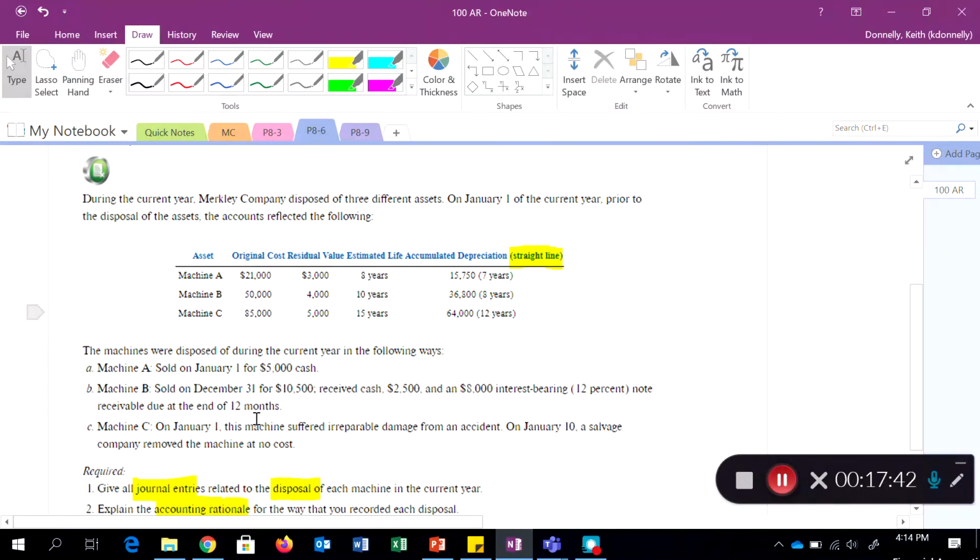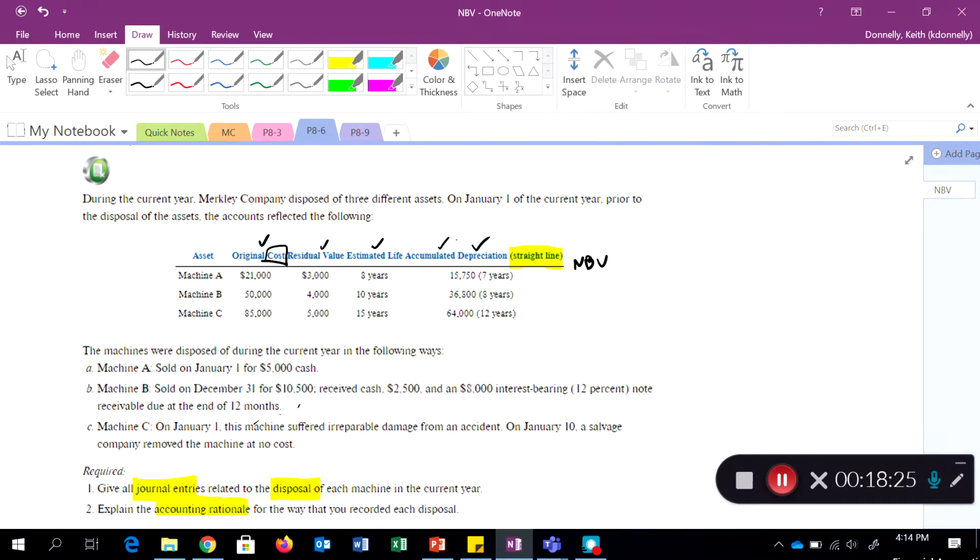They're giving us some assets, machine A, machine B, and machine C, and some facts about them. What did we originally pay for it? Right here: original cost, residual value, estimated life, accumulated depreciation. One of the things we can do right off the bat is back into the net book value, because that's cost minus accumulated depreciation. If we need the net book value here, we can get that pretty easily.